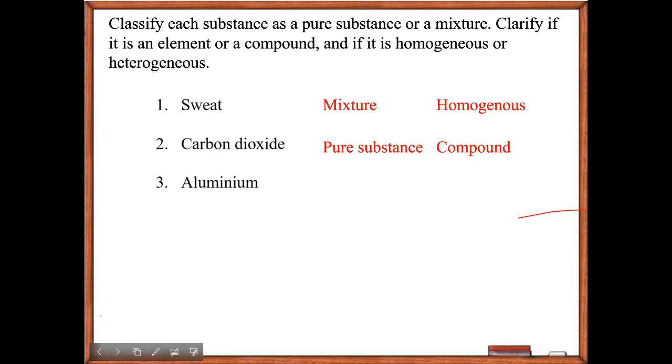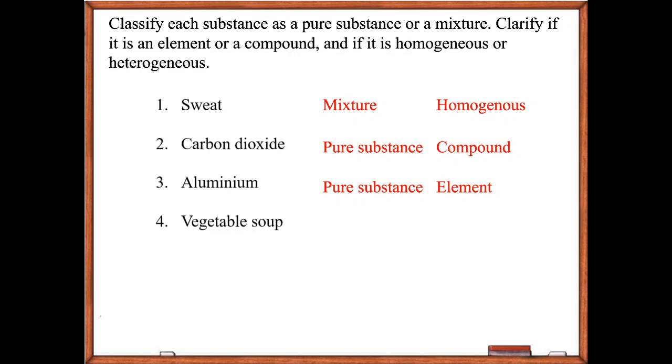Okay, the next one, aluminum. Is aluminum going to be a pure substance or a mixture? I think I kind of gave this one away already, but that's going to be a pure substance. Since it's not a mixture, we want to know if it's an element or a compound. The answer to this one is going to be element. Why? Because we can look in our periodic table and we can see that we have aluminum. So we know it's going to be an element.